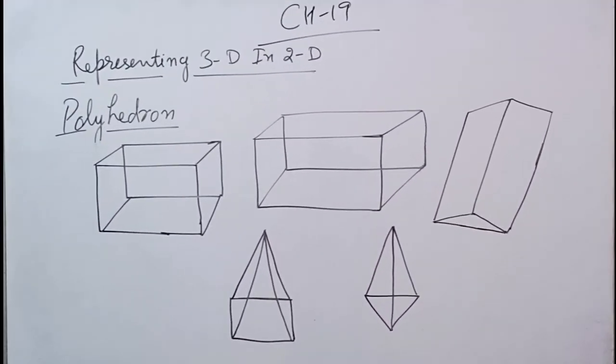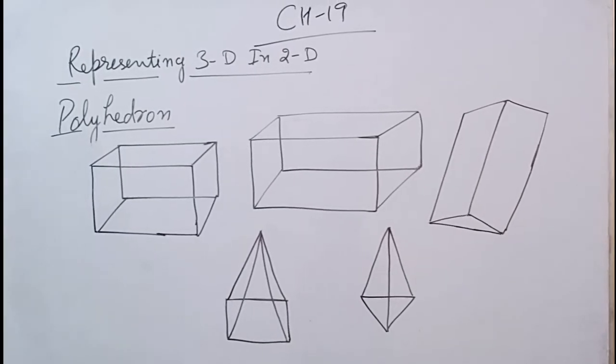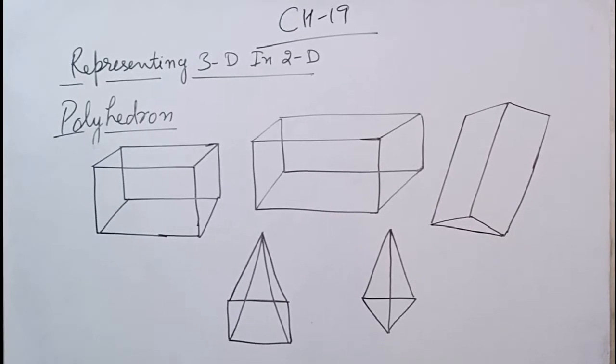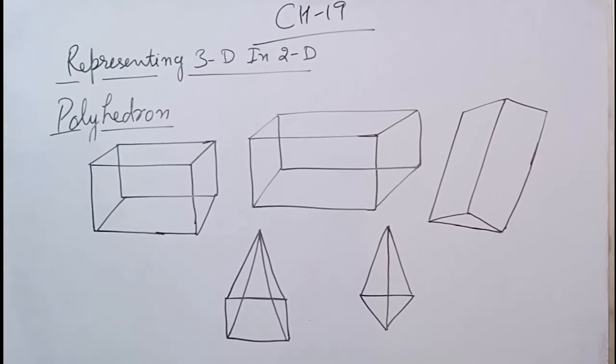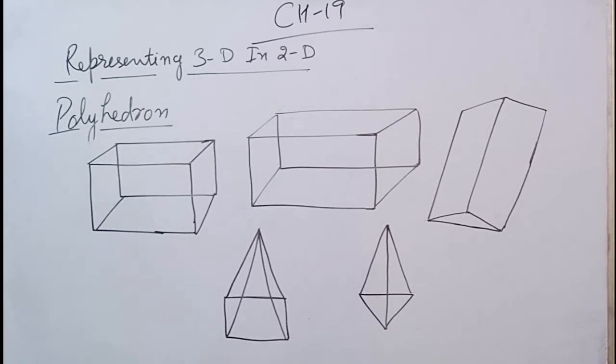Children, we will study today chapter 19, representing 3D in 2D. Polyhedron. A three-dimensional figure bounded by polygonal regions is called a polyhedron. For example, cubes, cuboids, prisms, and pyramids are polyhedrons, as all these are bounded by polygonal regions.